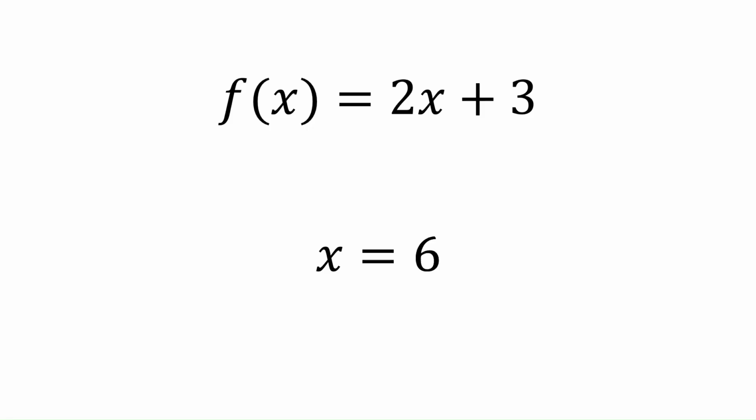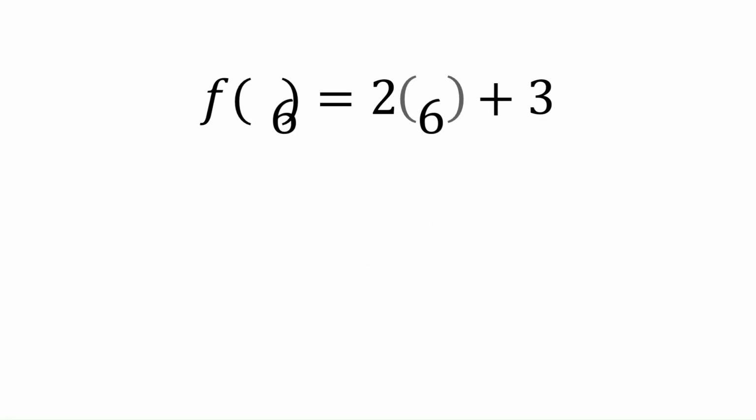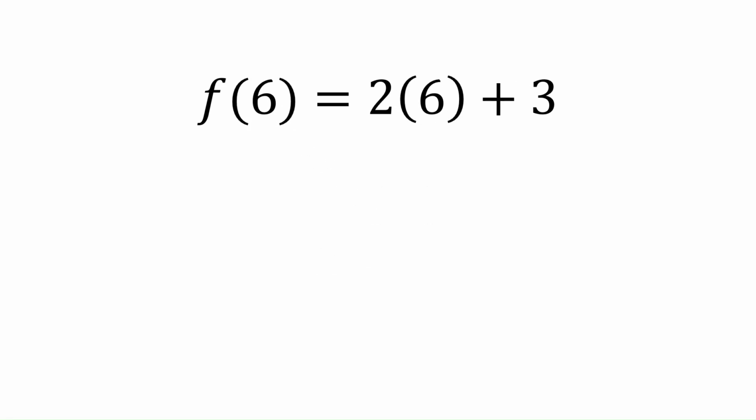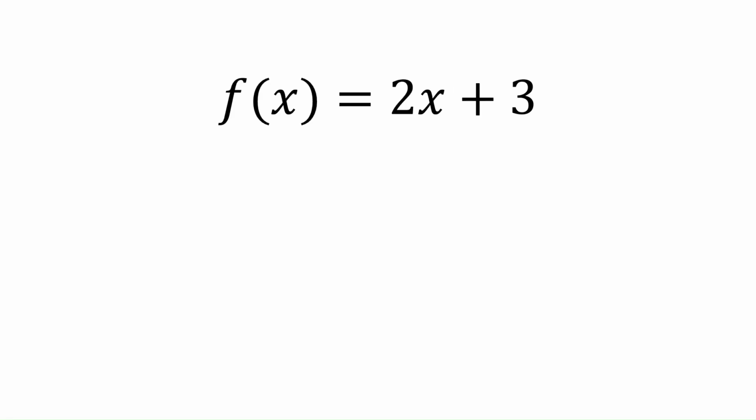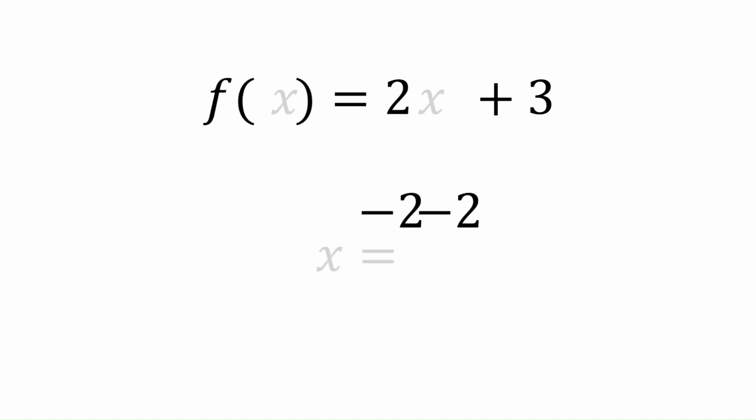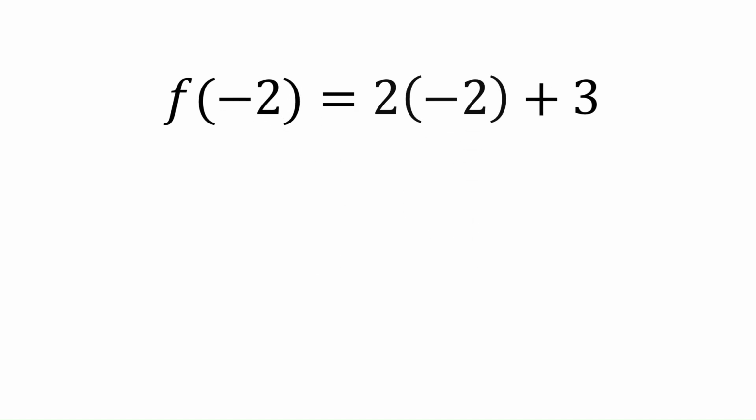We can assign any value to x and the function will give us some output. For example, when we put x equals 6 into the function, we get back 15. If we put x equals 0 into the function, we'd get back a value of 3. And finally, if we put x equals minus 2 into the function, we'd put minus 2 in where the x is, and we'd get a value of minus 1.